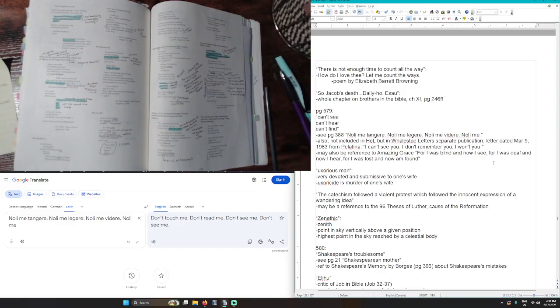And this reminded me of this Whalestoe letter that was not included in House of Leaves, the book, but it was in a separate publication called the Whalestoe Letters. And a letter dated March 9th, 1983 from Pelafina says, "I can't see you, I don't remember you, why won't you?" It could also be a reference to Amazing Grace, for I was blind, I can't see, and now I see, for I was deaf, I can't hear, and now I hear, for I was lost, can't find, and now I'm found.